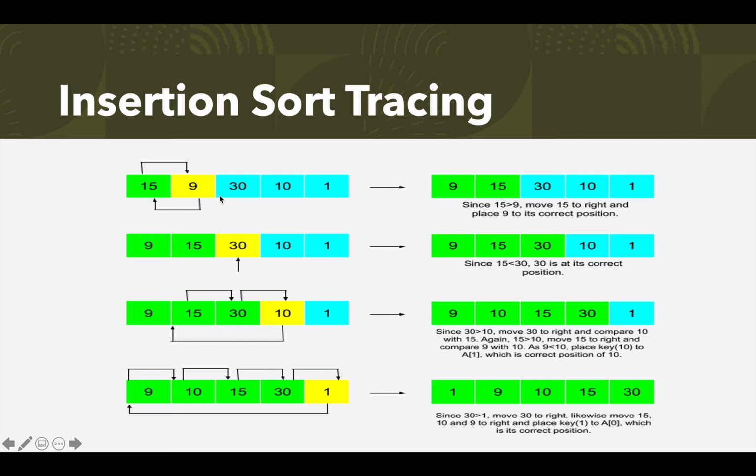So every time you can see the array has a sorted part and an unsorted part, okay. When I finish the second iteration, you can see you have a sorted part 9, 15, 30, which is green in color, and blue color, which is the unsorted part. So every time the array is divided into a sorted part and an unsorted part. When you finish the iterations, you can see the sorted array here. So that's how insertion sort works.